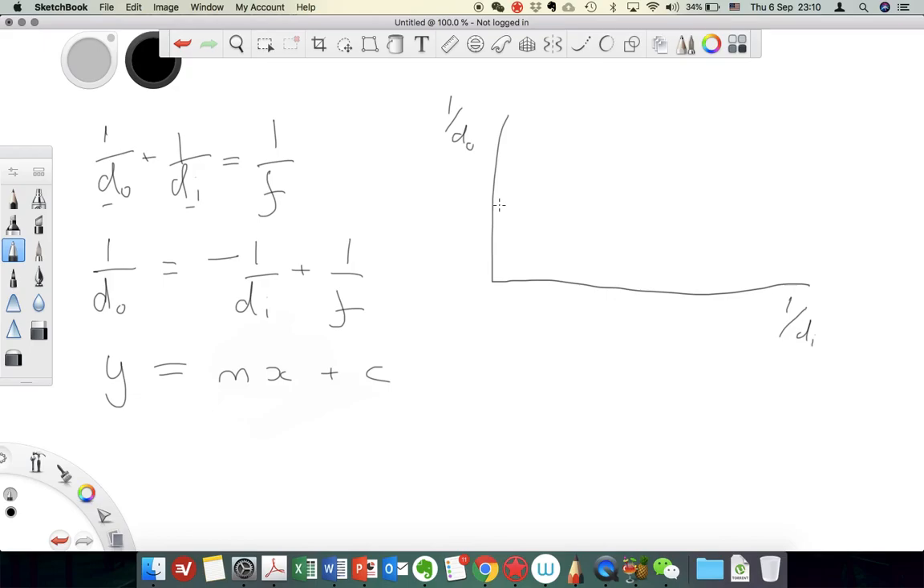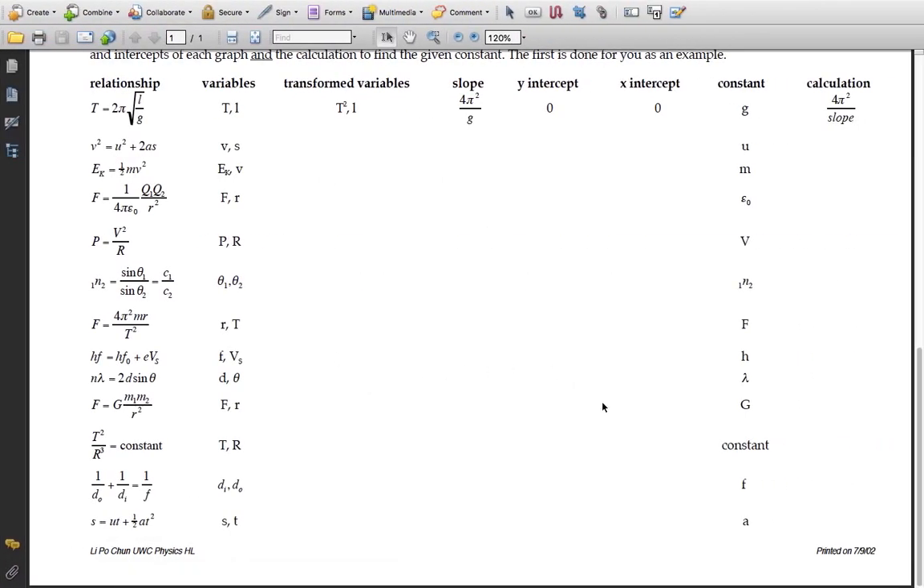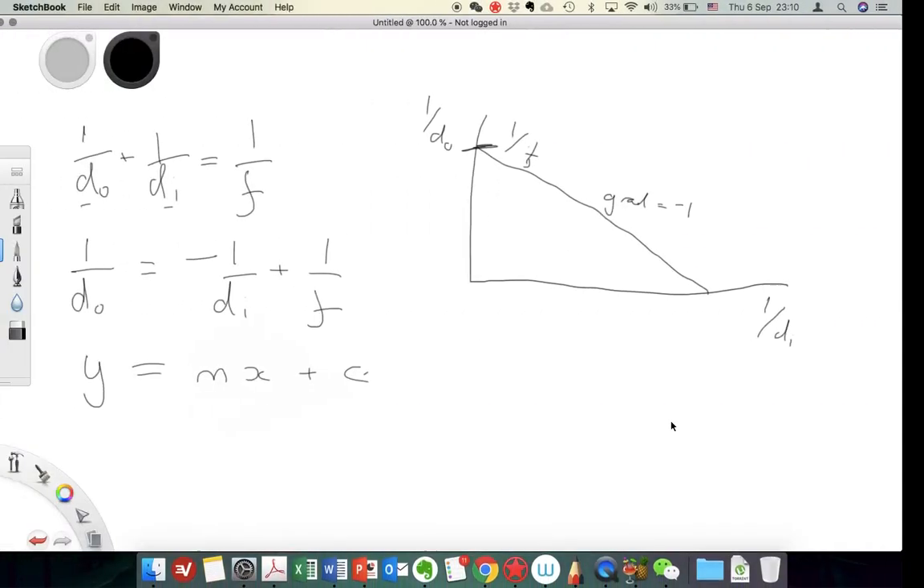The gradient will be minus 1, so presumably it sort of looks something like this. And it will have a y-intercept, and that y-intercept will be 1 divided by f. And as we say, the gradient will be minus 1. So it will give us a linear equation with a gradient down here. It will give us a y-intercept of 1 over f, and it's actually f that it's interested in.